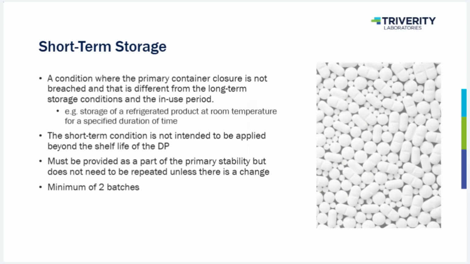So that 3-month shelf life at room temperature shouldn't be applied post package expiration or lot expiration. So if you're evaluating the stability of that, you would want to do it at 21 months so that that short-term storage is concluded prior to expiration of the product. It must be provided as part of the primary stability, but it doesn't have to be repeated unless there's a change that would impact the short-term storage. And then you need to do this on at least 2 batches.